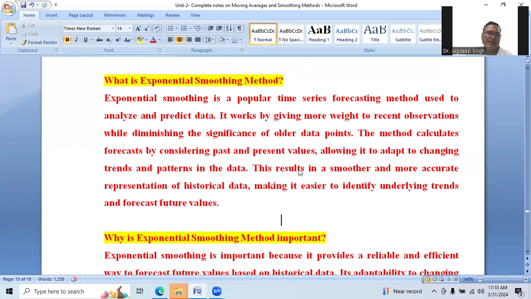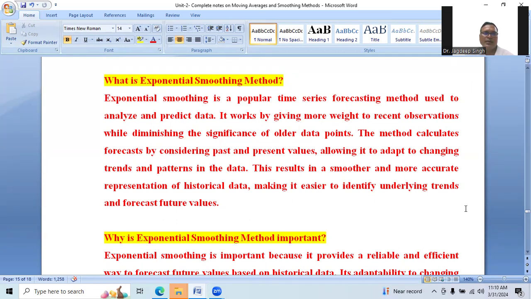Friends, we can discuss today the exponential smoothing method of forecasting. What is this method all about and why is it important? Also, we will take one numerical example to understand how to calculate it. We can take single exponential smoothing first.